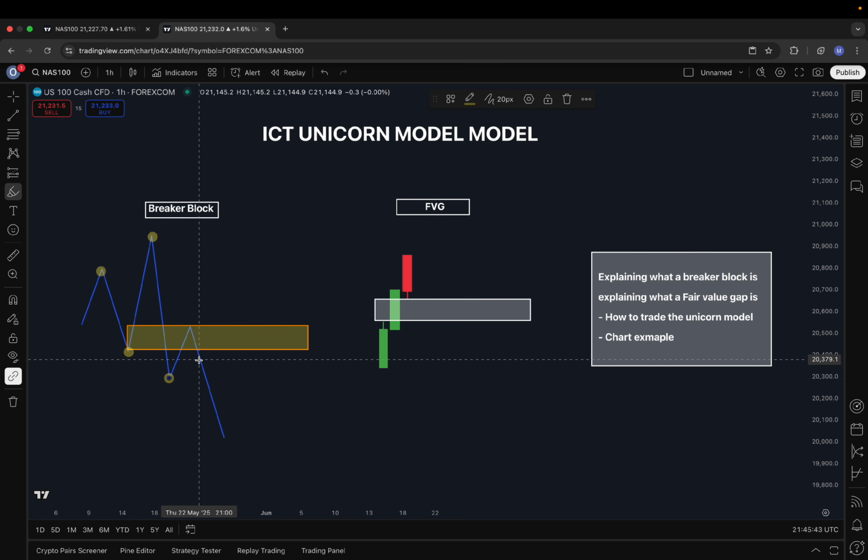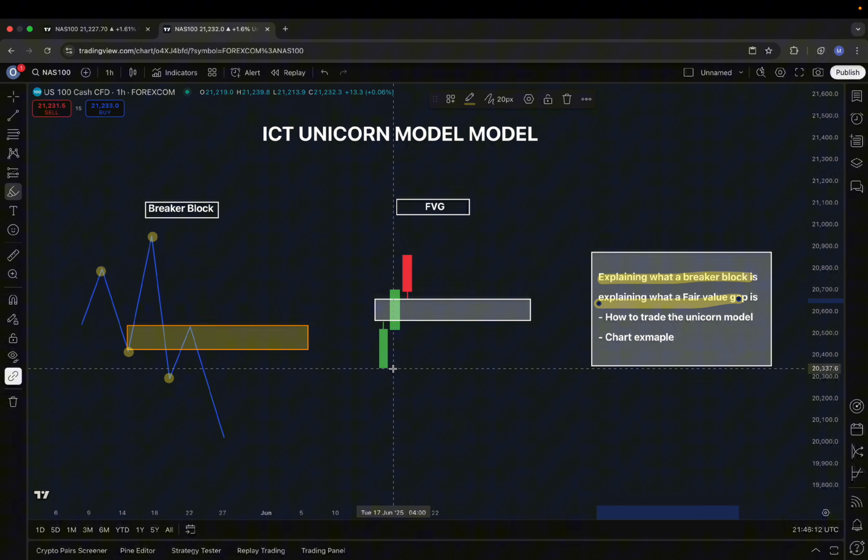Now, I'm sure most of you guys are aware of what a fair value gap is. It's a 3 candlestick pattern where one wick doesn't overlap the other wick and the middle becomes a fair value gap, or unbalanced price, where price retraces to move towards the upside or the opposite towards the downside. So we went over what a breaker block is and what a fair value gap is, and the unicorn model is pretty much when a breaker block overlaps a fair value gap.